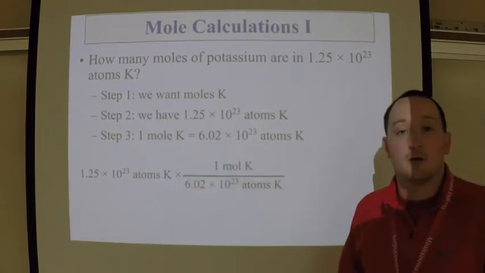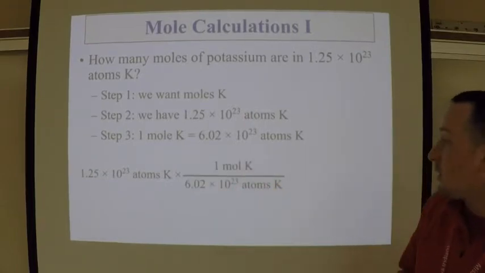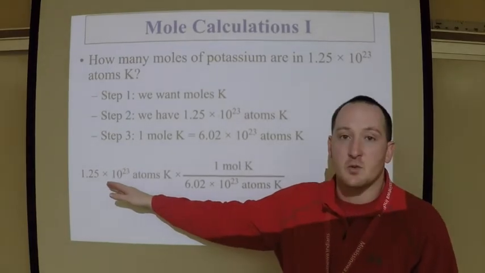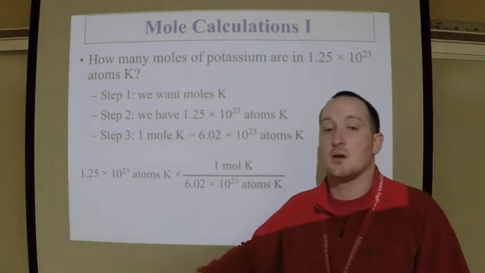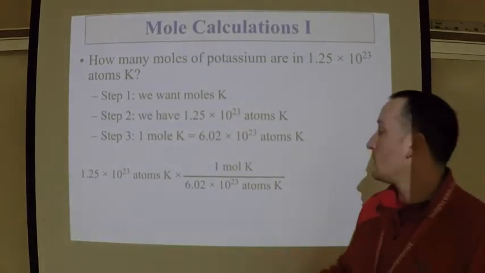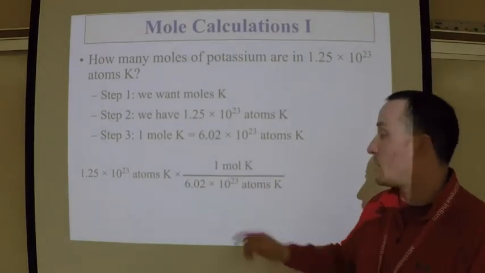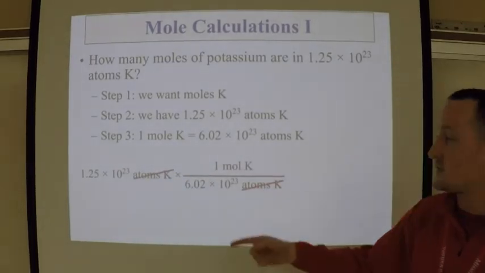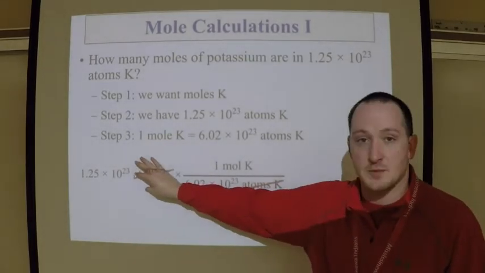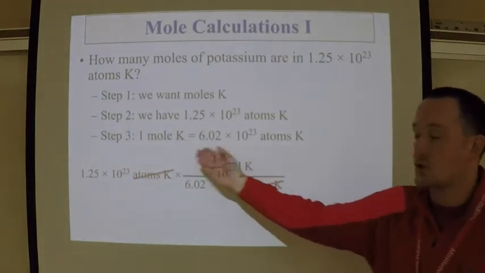So what I would put in my calculator now is I would do 1.25 times 10 to the 23rd, and remember, I want to put that in parentheses, divided by, in parentheses, 6.02 times 10 to the 23rd. Now my units are going to cancel here. I have units of atoms of potassium here and here. Those are going to cancel out.